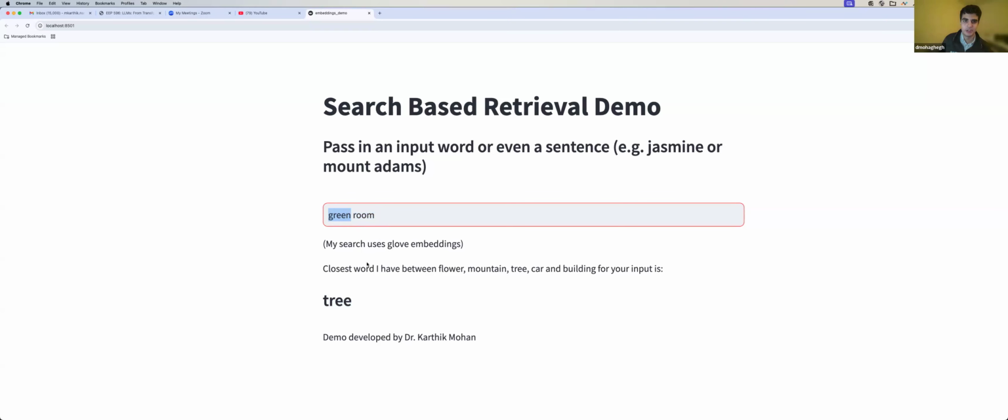What happens if you put in large thing? Sorry? Large thing. Or just large. I'm curious if it's mountain or building. Okay, yeah, building. So it favors building over mountain.